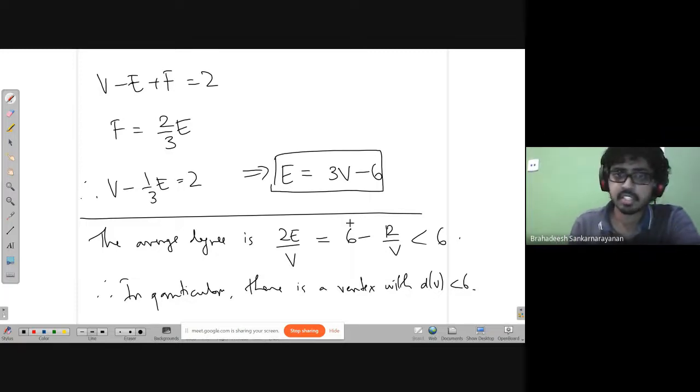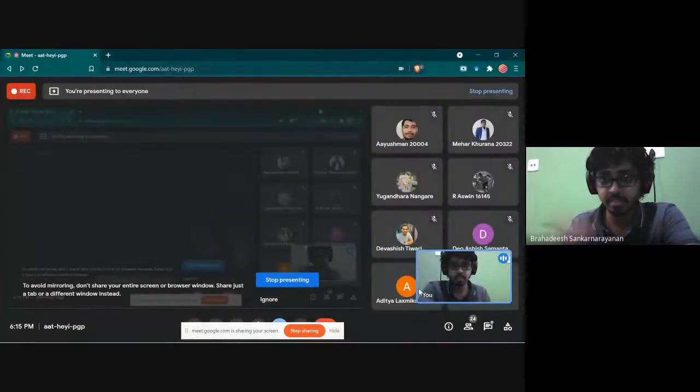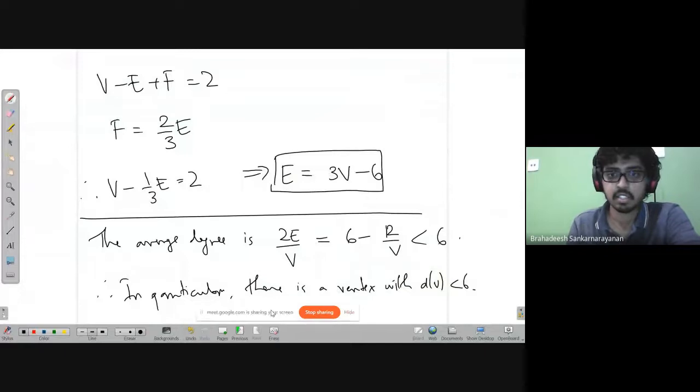So far so good. There is definitely some vertex with degree less than 6. So the options are 2, 3, 4, 5, whatever, but not 6. I'm not saying every vertex has degree less than 6. I'm saying there is some vertex, at least one, guaranteed, for which the degree is less than 6. So that was part 1.